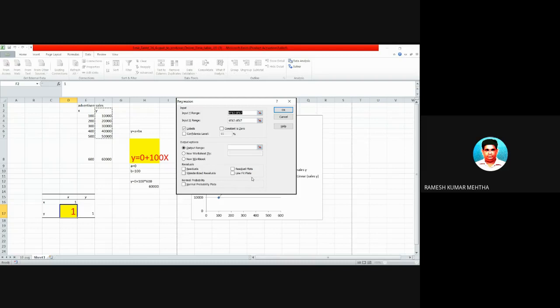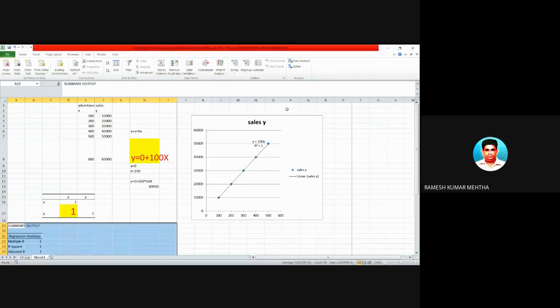Now where should be the output? तो output कहाँ चाहिए? तो मैंने कहाँ क्लिक किया? ये 20 सेल के ऊपर, 19 या 20 सेल के ऊपर जाके क्लिक किया. Number 1. Now ignore the rest. Next is residuals. This is very, very important and I will explain in the next class, but I'm just clicking on it and then I will say okay.